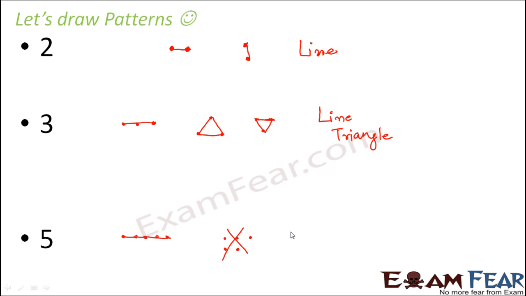Can you make a square or a rectangle? So for a rectangle or square you would need 4 dots basically. But here you have 5 dots. So a rectangle or square would also not be possible. So the only thing that is possible with 5 dots is a line.